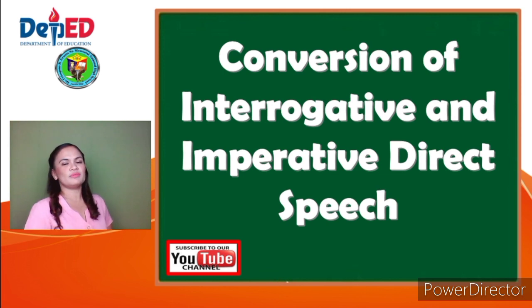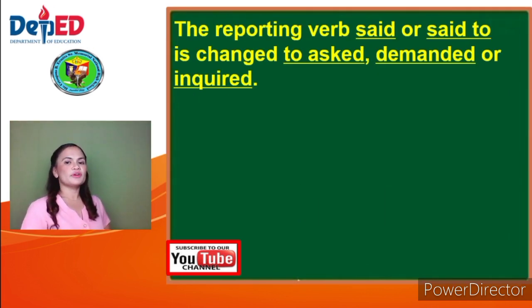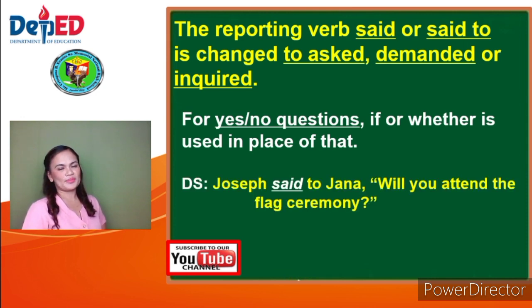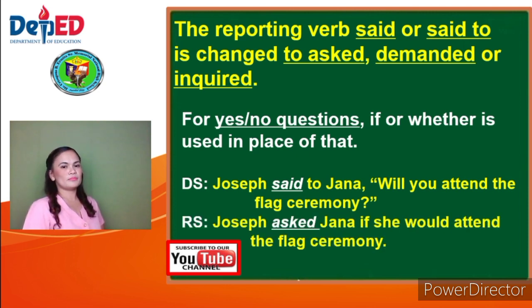Conversion of interrogative and imperative direct speech. The reporting verb said or said to is changed to asked, demanded, or inquired. For yes-no questions, if or whether is used in place of that. Direct speech: Joseph said to Jana, "Will you attend the flag ceremony?" Reported speech: Joseph asked Jana if she would attend the flag ceremony.